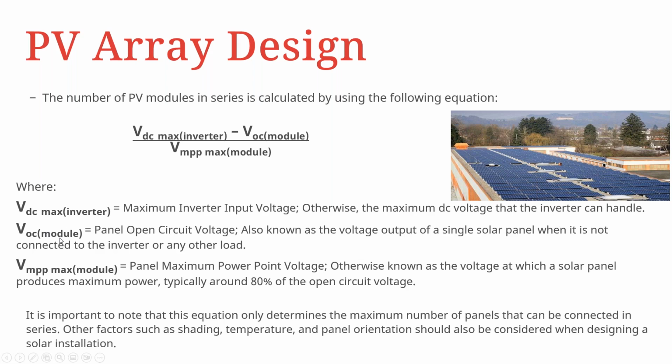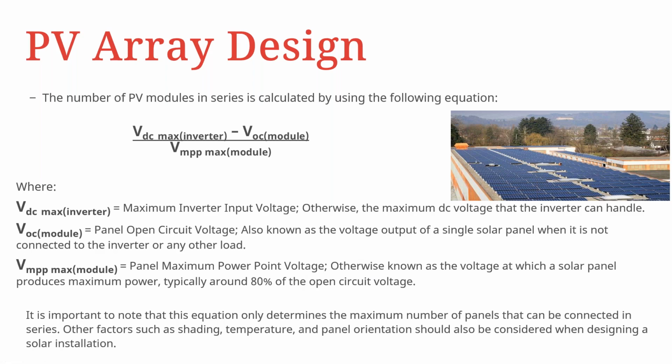Then VOC of the module is basically the open circuit voltage of the module, also known as the voltage output of a single solar panel when it is not connected to the inverter or any load. Now, VMPP max of the module is basically the panel's maximum power point voltage, otherwise known as the voltage at which the solar panel produces maximum power. And this is typically around 80% of the open circuit voltage.